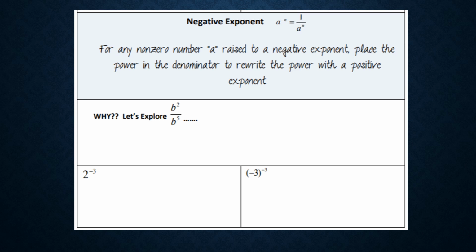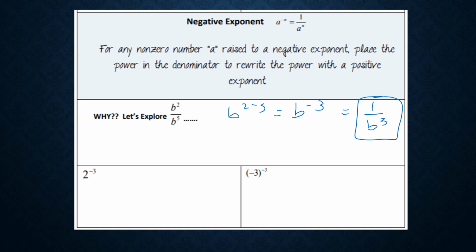When we learned about the quotient of power rule, we know that when it's division, you subtract your exponents. So this would become b to the 2 minus 5, which is b to the negative third. Again, we don't like the negative exponent, so what we do is rewrite that and put it in the denominator. The only thing is we need a placeholder in the numerator, so we're going to put a 1 there.